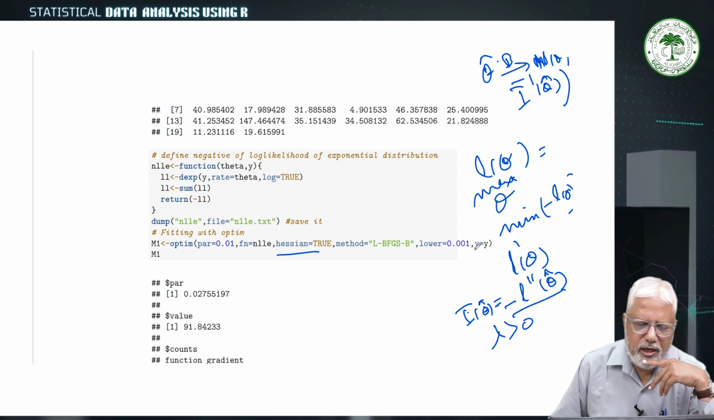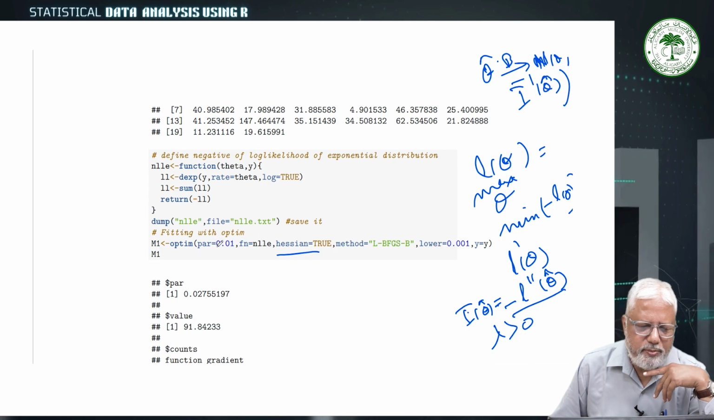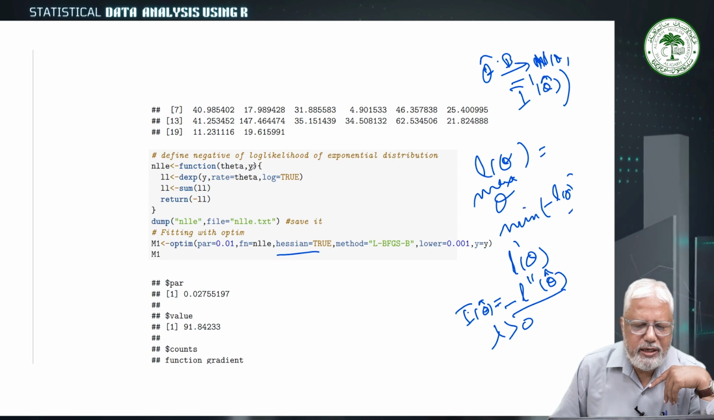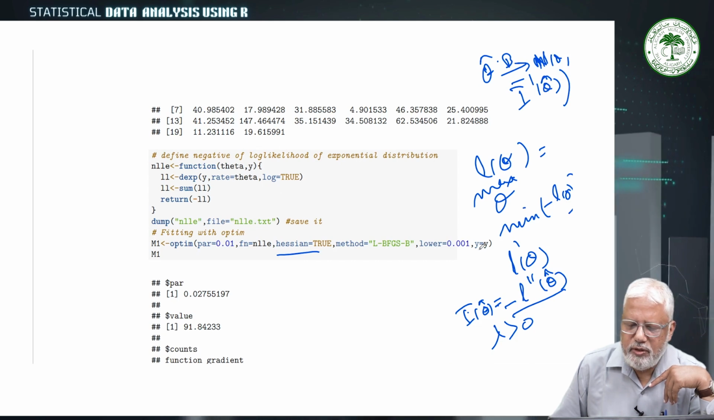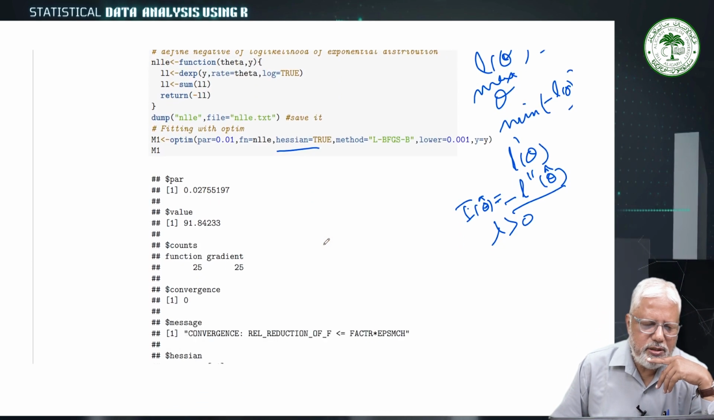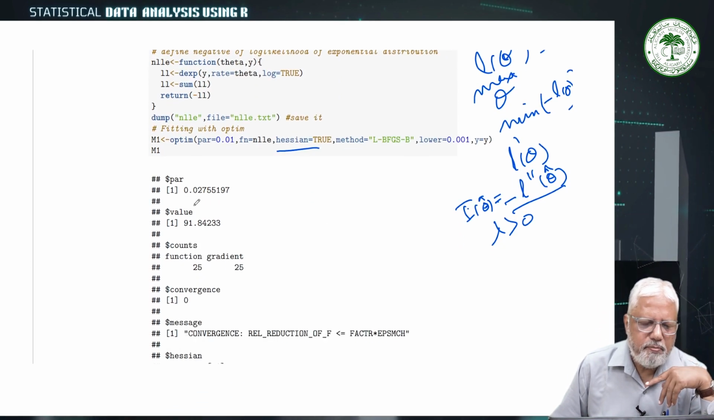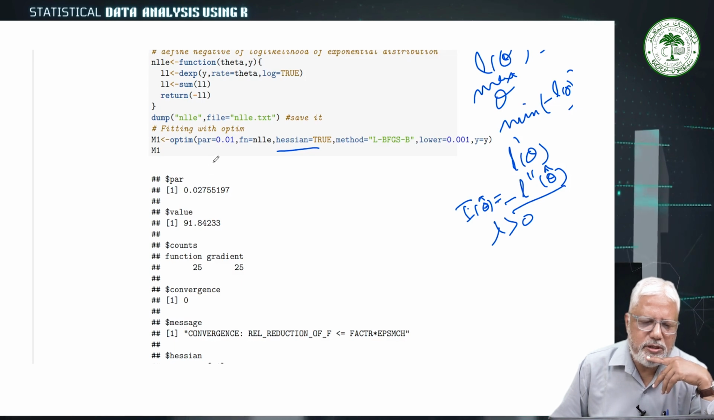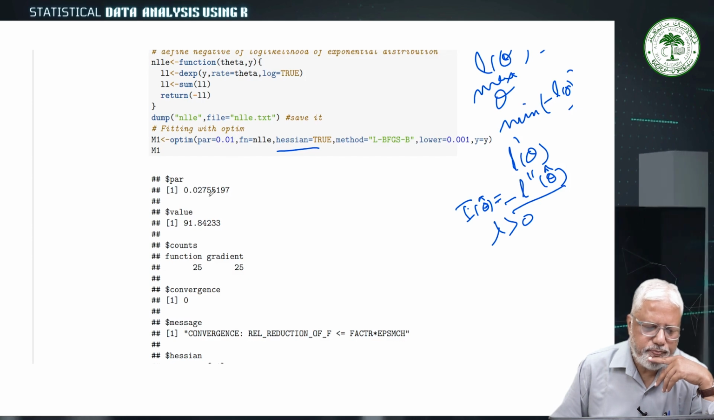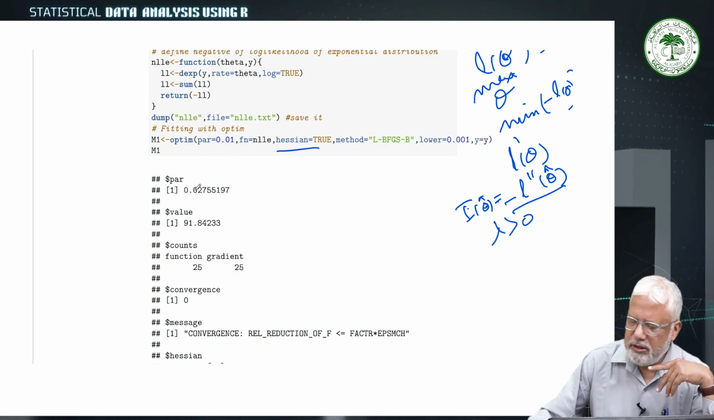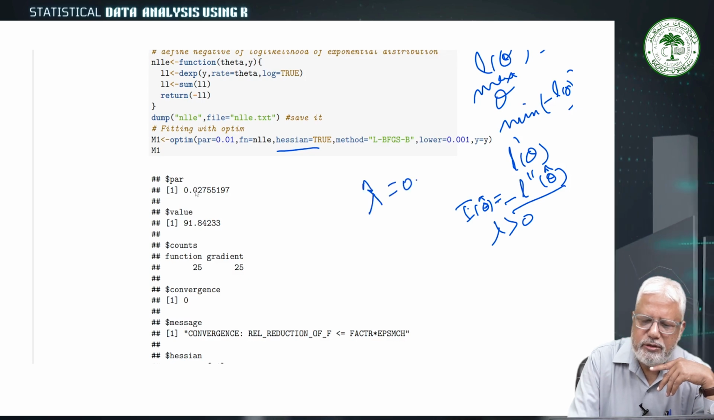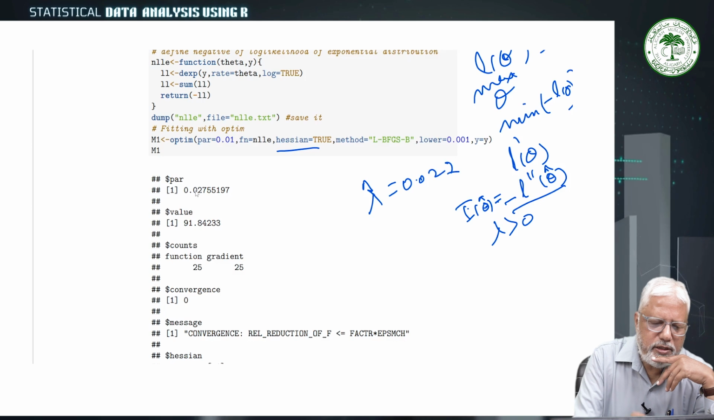And why? Because par, we are doing optimization with respect to par, and that is the value of theta. But y remains there, so we have to provide y is equal to y. And then see, this is the output par. Par means the optimum value. We started iteration from 0.1, and the optimum value is 0.027. So this is nothing but lambda hat, the ML estimator, 0.027.